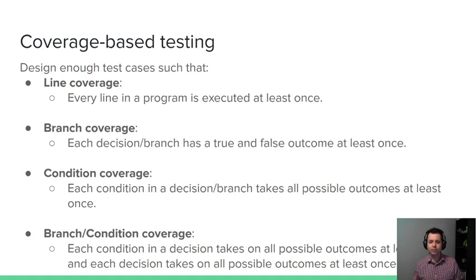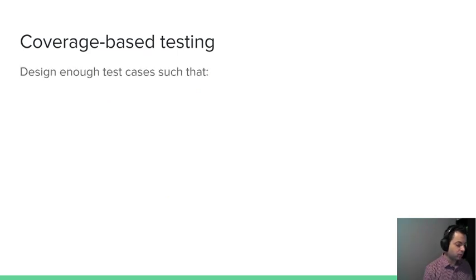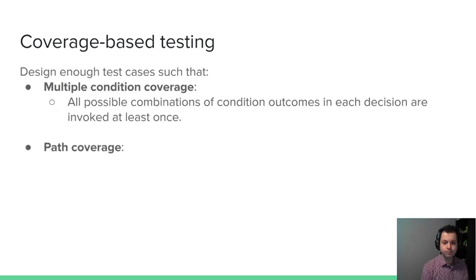The last three are all very similar, honestly, but basically you're just making sure that your different paths of execution are being accounted for. So you want to make sure that your code is executed, is kind of the takeaway there. So hopefully that makes sense so far.